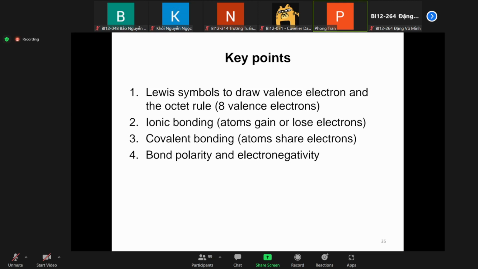And when the atoms share electrons, it will produce covalent bonding. And when we talk about covalent bonding, we talk about polarity. One of the indicators to predict the polarity of a chemical bond is the electronegativity of the atoms which bond to each other. If the difference in electronegativity is higher, you could expect higher polarity for this chemical bond.